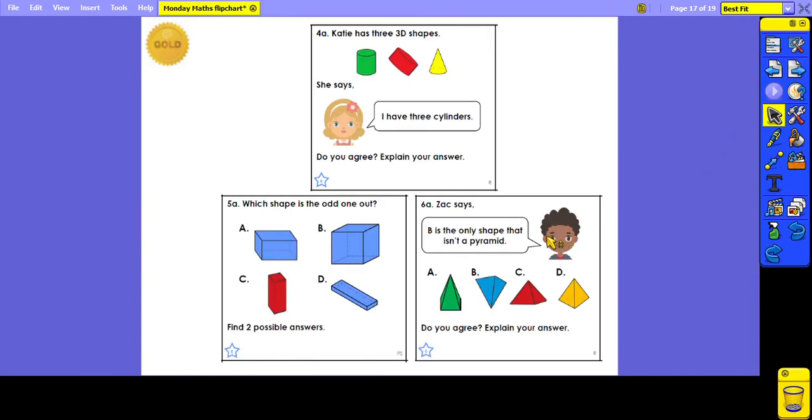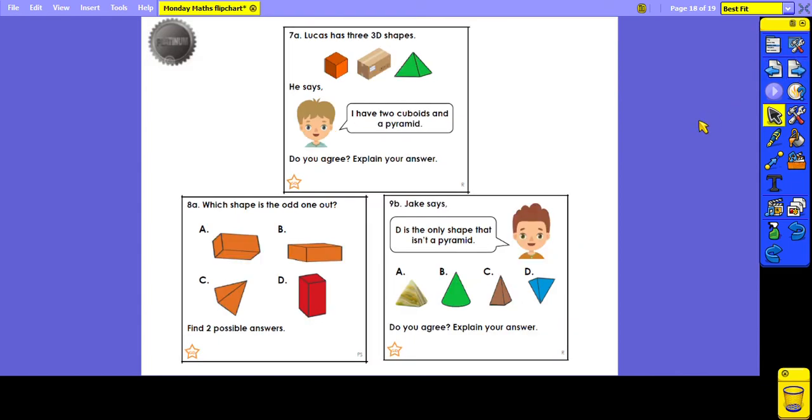For gold, you have got some reasoning and problem-solving questions very similar to the ones we've been through together. And for platinum, you've got some slightly more challenging reasoning and problem-solving questions.